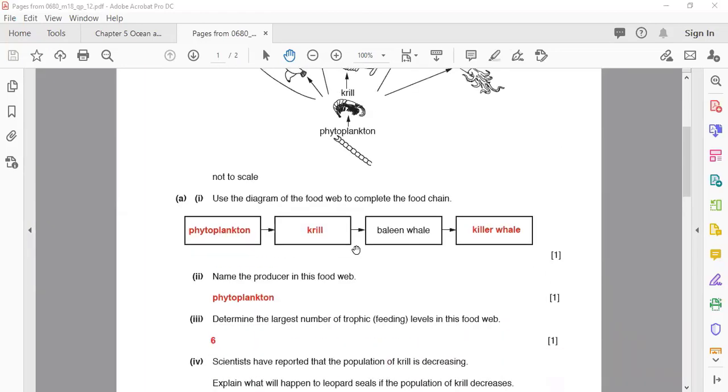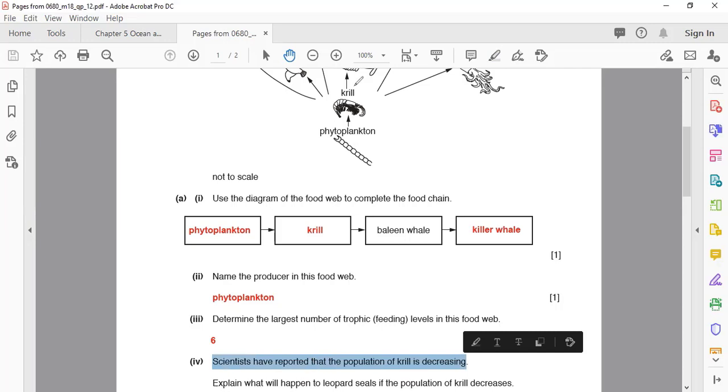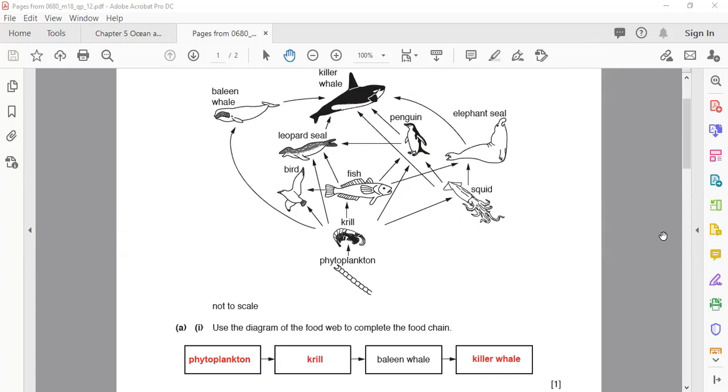Okay. Now, next question. Now they're saying that scientists have reported that the population of the krill is decreasing. This krill is decreasing. What will happen to the leopard seals if the population of the krill decreases? Will it affect them or not? See here. Its population will increase.